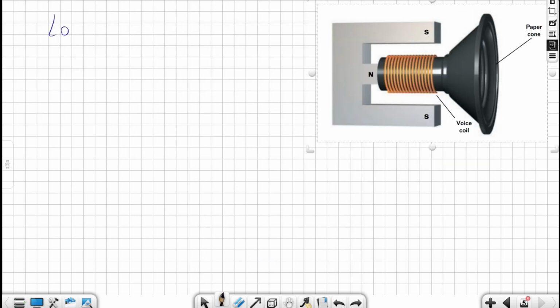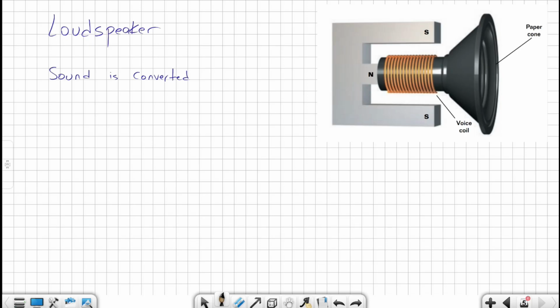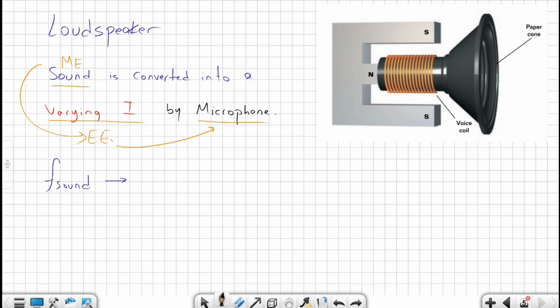Loudspeaker is a device that uses a magnetic force acting on a coil inside a magnetic field. So at the beginning we have sound, which is converted into a varying electrical signal by a device called a microphone. So the microphone is converting sound, which is mechanical energy, into a varying electrical signal, which is electrical energy, and the conversion of mechanical to electrical energy is done by the microphone. But the loudspeaker will be doing the opposite. The loudspeaker is converting electrical energy into mechanical energy.